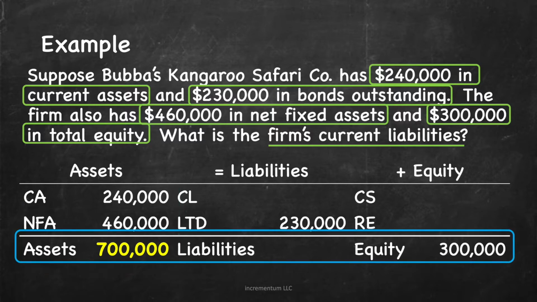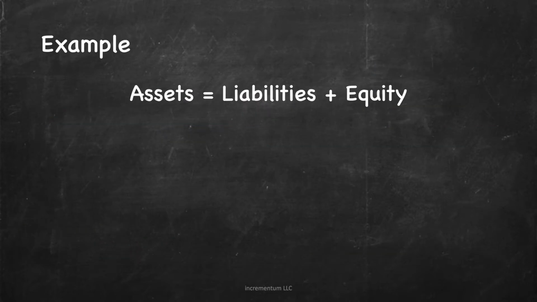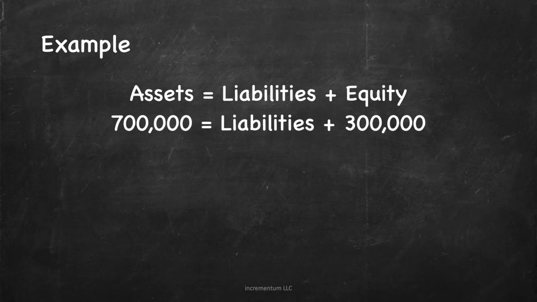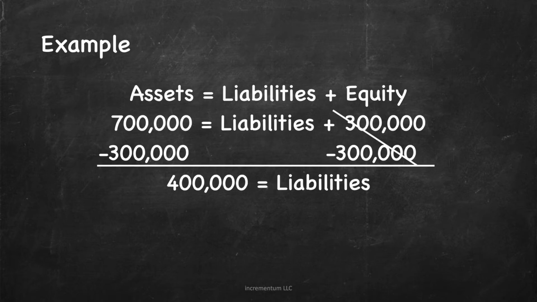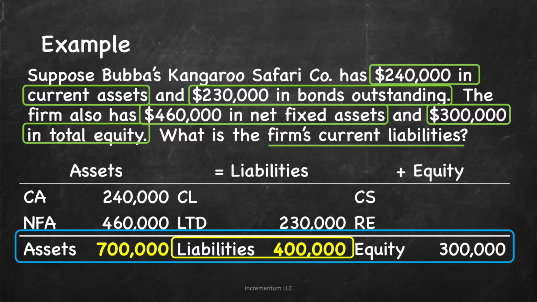Now you may be able to see that you have an equation at the bottom of your balance sheet. You have assets equals liabilities plus equity. We have assets and we have equity, so we can solve for liabilities. So let's write down that equation. Assets equals liabilities plus equity. We have $700,000 in assets and $300,000 in equity. To solve for liabilities, we'll subtract $300,000 from both sides. It cancels out on the right-hand side, and we're left with liabilities equal to $400,000. So now we can fill that in on our balance sheet.